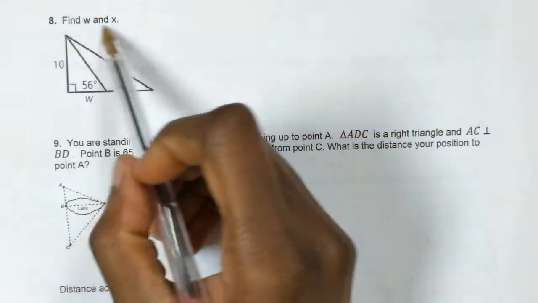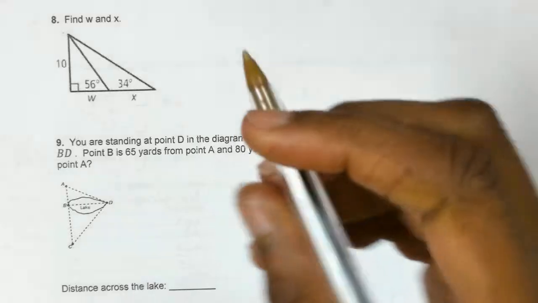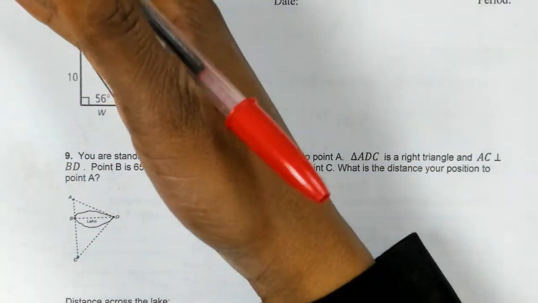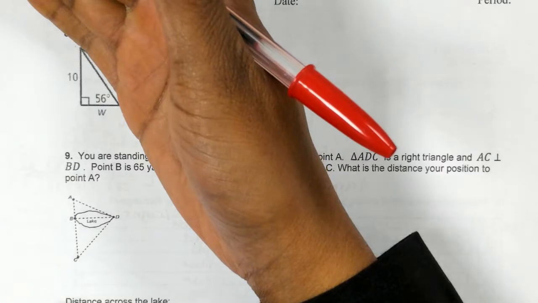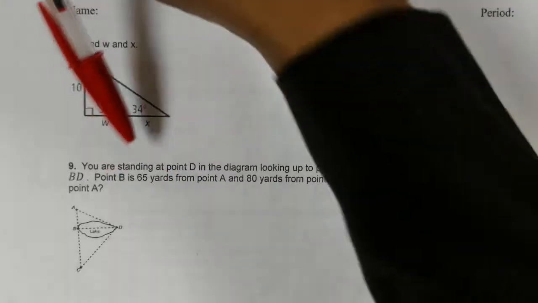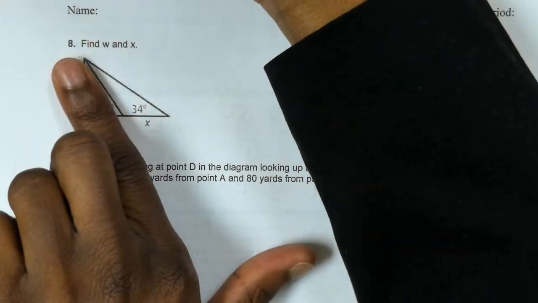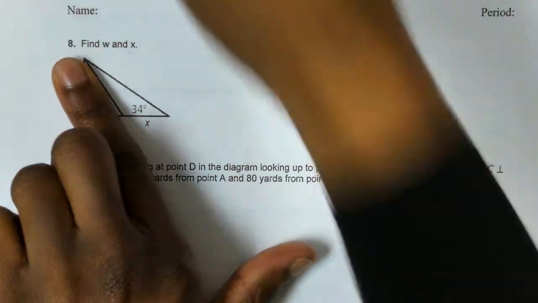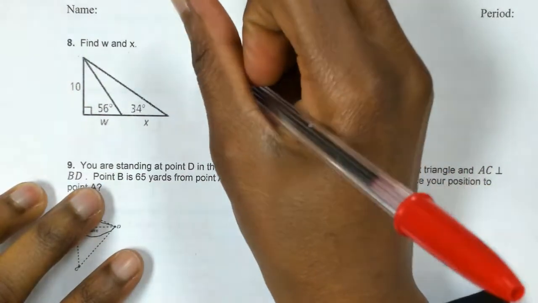Okay, find W and X. So on this problem you have a right triangle. If we ignore this, we can do trig to find W pretty quickly. And then if we ignore this, we can find what W plus X is. But we can't find X on its own because it's not a part of a right triangle. So unfortunately, we can't get just X. But we can get just W.